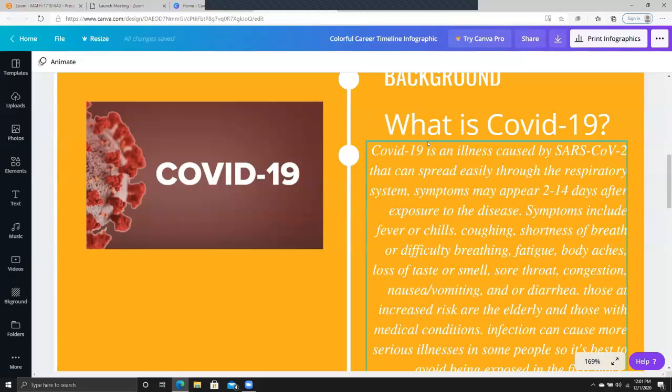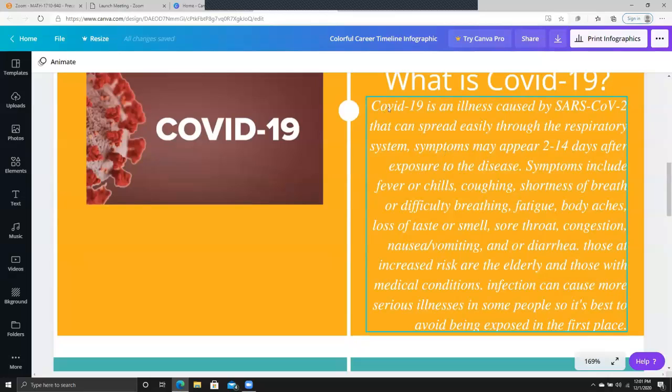Okay. Here's the background. What is COVID-19? I used the CDC website to come up with this little paragraph stating that it's caused by SARS-CoV-2. It can spread easily through the respiratory system. Symptoms may appear 2 to 14 days after exposure. And then I included a list of the symptoms like fever, chills, coughing, shortness of breath, difficulty breathing, fatigue, body aches, etc. I basically just looked at the symptoms and started listing them.